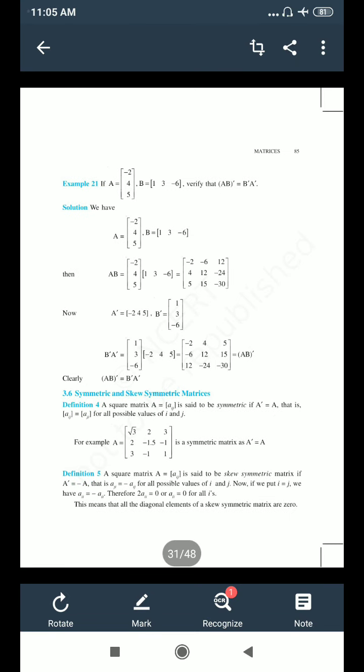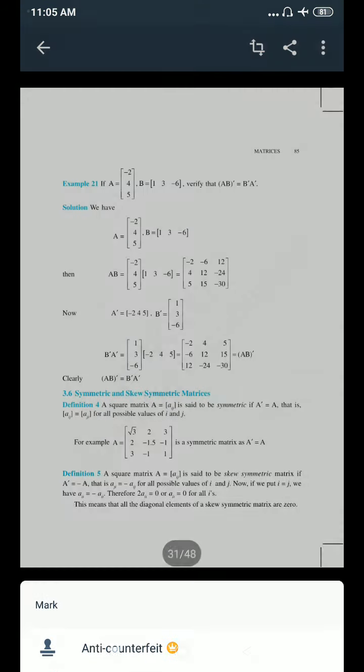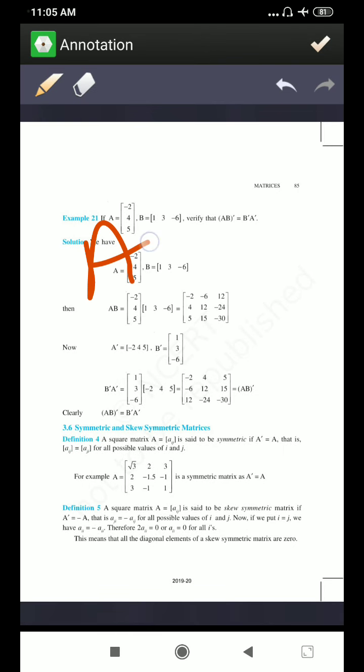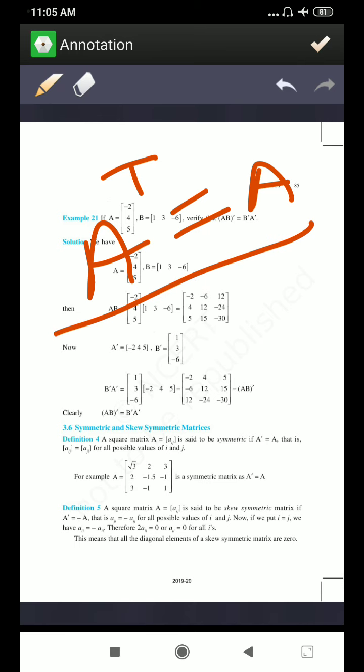Now this is a very important topic, and generally we get the question in the exam from this topic: symmetric and skew symmetric matrix. In simple language, if you take the transpose of a matrix and you get the same matrix again, means the transpose of a matrix is equal to the matrix itself, then it will be a symmetric matrix. If A transpose is equal to A, then it is a symmetric matrix. In technical terms, I will explain the conditions to get A transpose is equal to A.